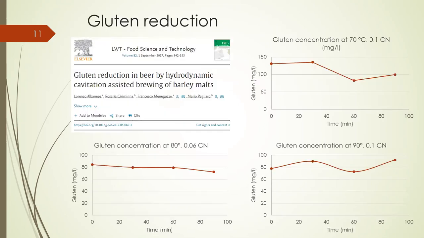Then we tried to lower the gluten concentration because we found in some articles that cavitation is able to destroy gluten molecules into smaller parts, or some parts which don't affect celiacs in the end. But as you can see, there is no visible trend in any of these experiments. So this Italian group probably just made it up.